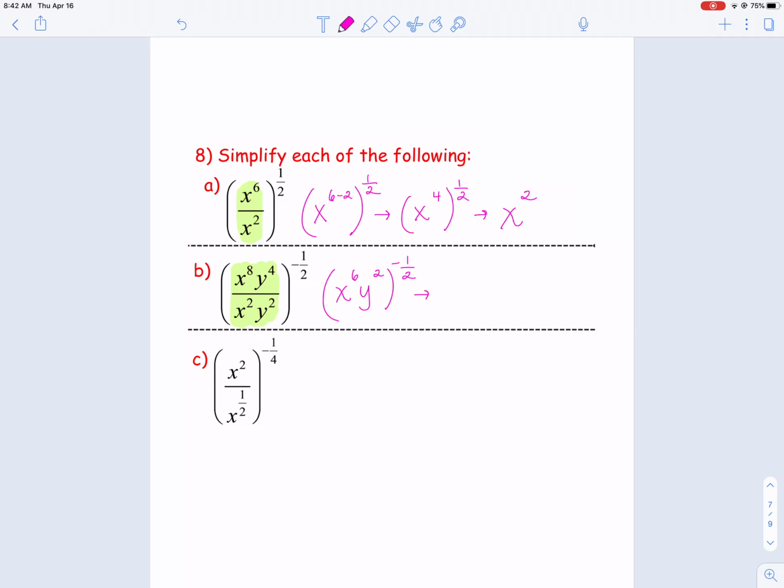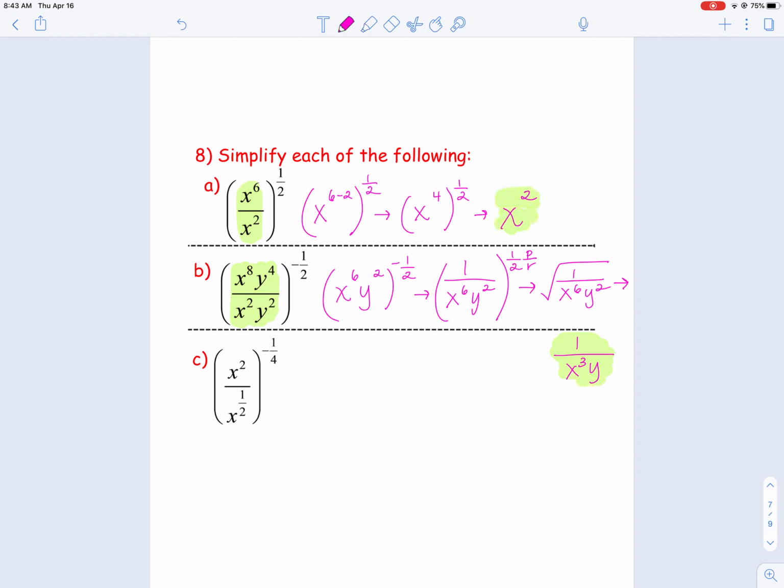In order to get rid of that negative exponent, I'm going to take the reciprocal. So I'm going to make this 1 over x to the 6th y squared, and now it's going to be raised to the positive 1/2 power. This 1/2, again, is power over root, which means it's the square root of 1 over x to the 6th y squared. And they're all perfect squares. That becomes 1 over x cubed y, and this is your answer. And this was your answer to the first one.